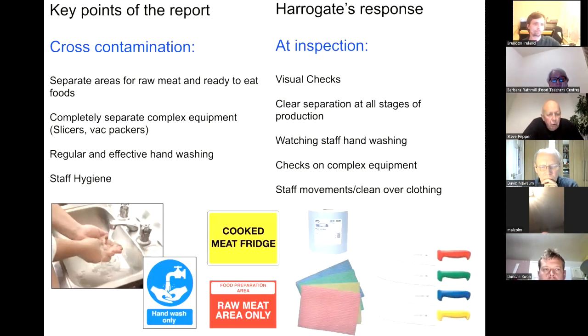Cross-contamination: separate areas for raw meat and ready-to-eat foods. Completely separate complex equipment, slicers, mincers, etc., and regular and effective hand washing, staff hygiene. So when Harrogate go in, they will check visually that there is clear separation at all stages of production. They'll actually watch the staff to check that their hand washing is appropriate, and checks on complex equipment. And they will check the staff movements and that they've got clean overclothing on. So colour coding, etc., will all help.